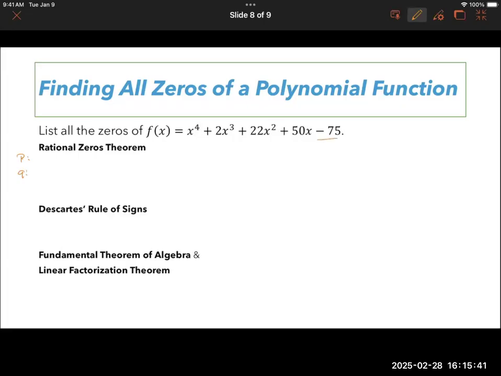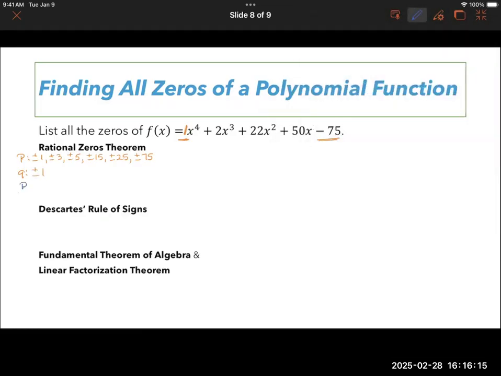So P are the factors of my constant. So plus or minus 1, plus or minus 3, plus or minus 5, plus or minus 15, plus or minus 25, and plus or minus 75. And then for our Q, we're looking at the factors of our leading coefficient, which in this case is just 1. So we have plus or minus 1.